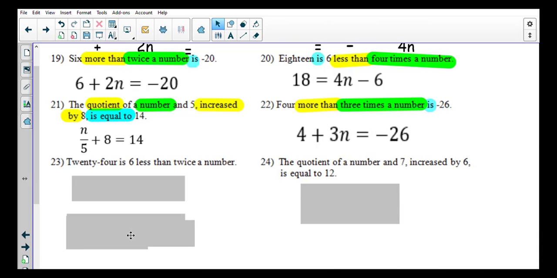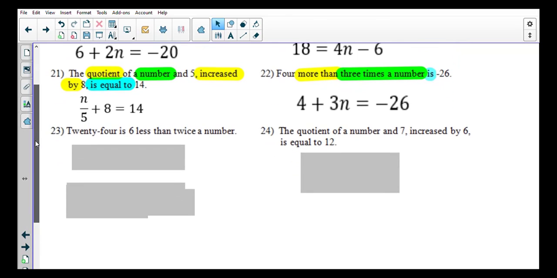So pretty standard questions. We always like to start here before we get into those more challenging word problems, but they will get more difficult here in just a few moments.